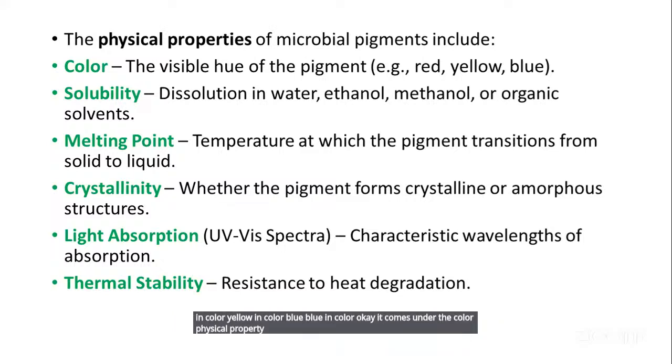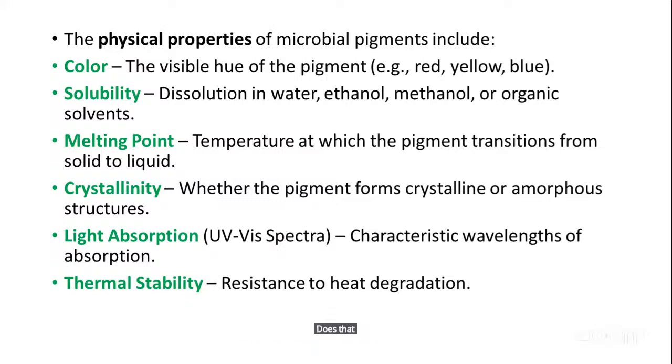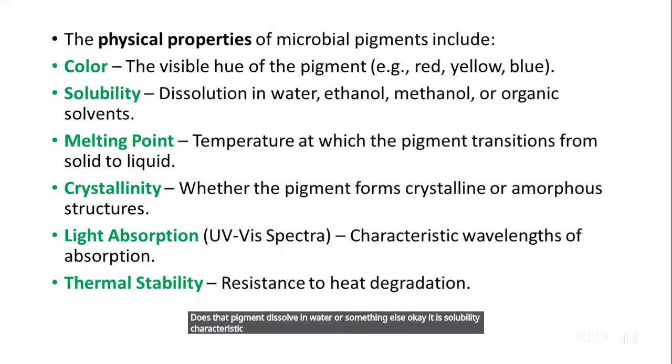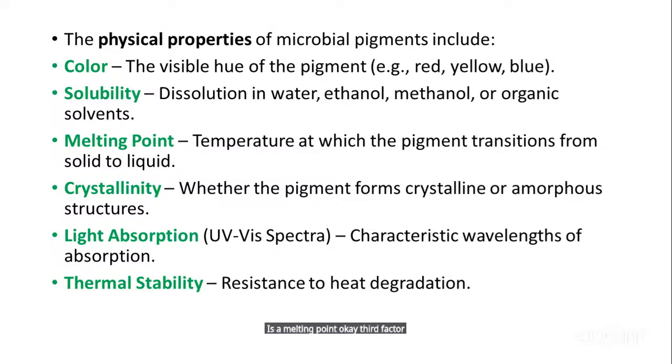Then second characteristic which comes under physical property is solubility. Okay, does that pigment dissolve in water or something else? It is a solubility characteristic. For example, some pigments specifically get dissolved in ethanol, methanol only. Okay, they do not dissolve in water. So all these things come under the solubility characteristics. Third thing is melting point. Okay, the third factor is melting point.